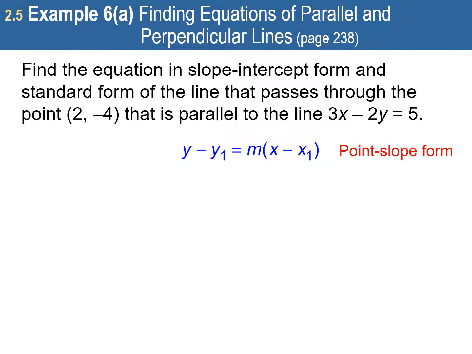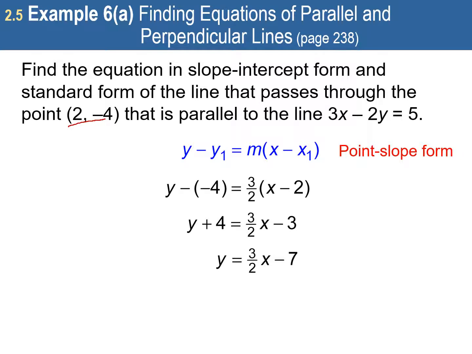So we go back to point-slope form. The slope is 3/2, and we substitute in the point (2, -4). And now we want to solve this. We distribute and solve for y. y = 3/2 x - 7. Putting it in standard form, it becomes 3x - 2y = 14.